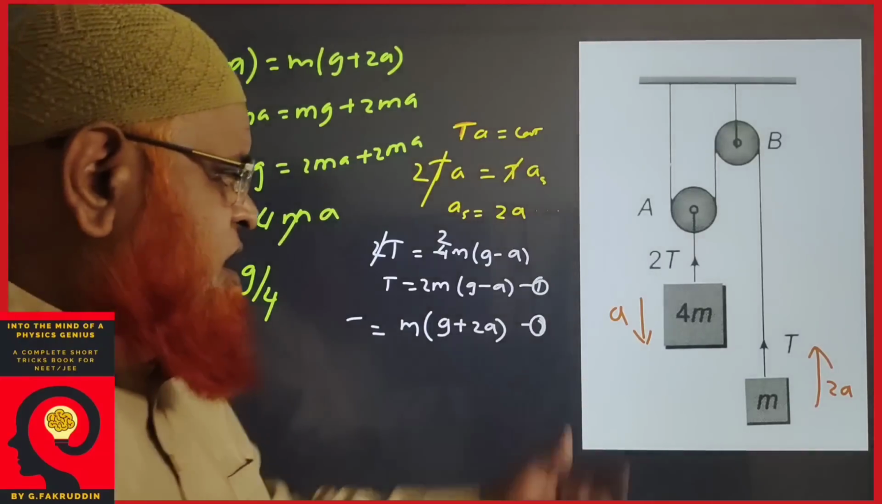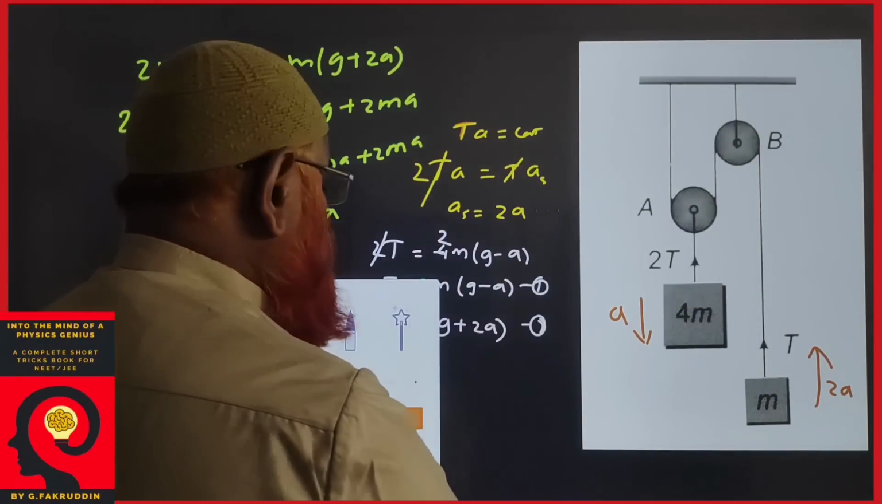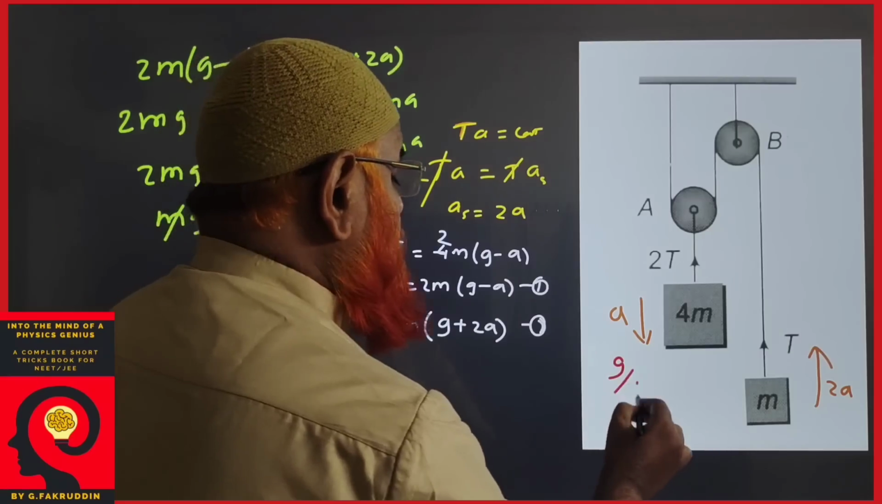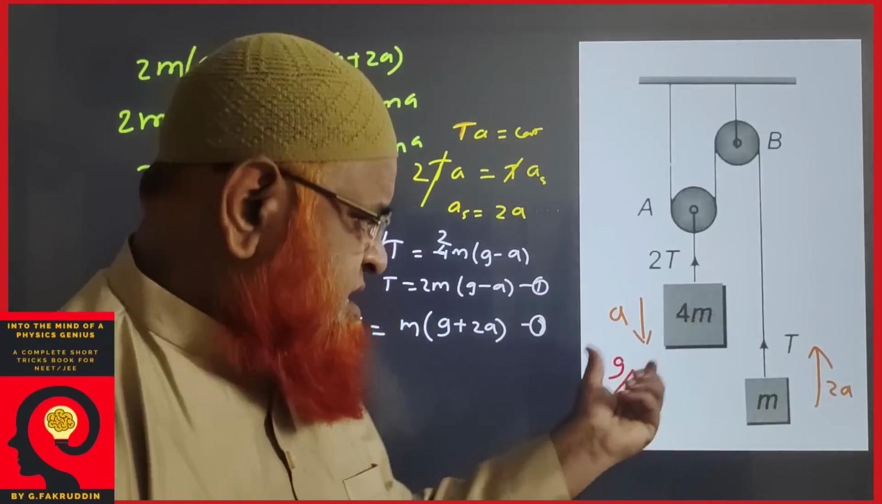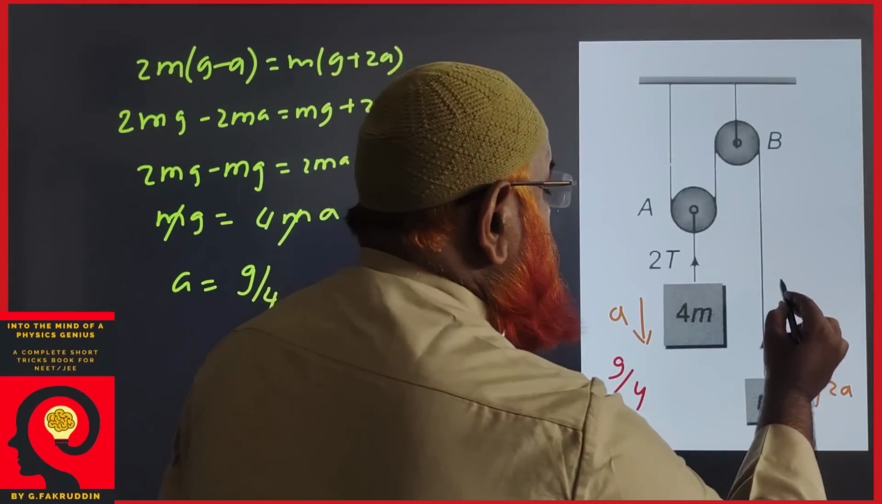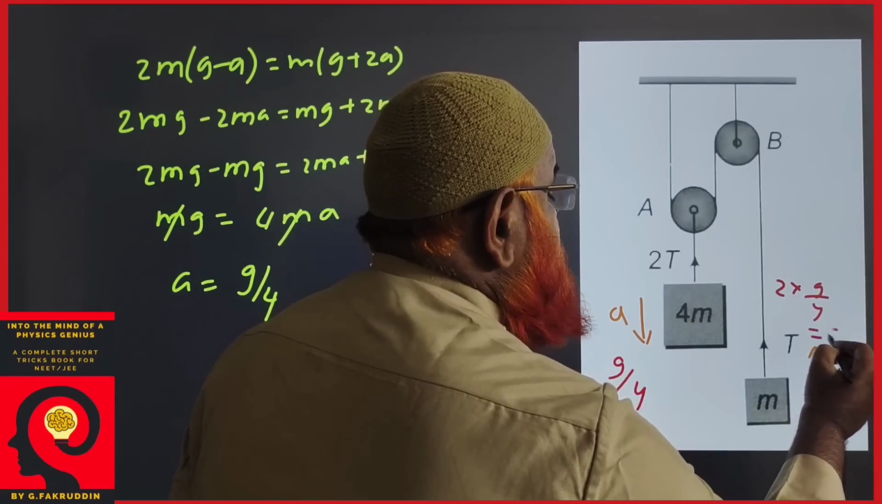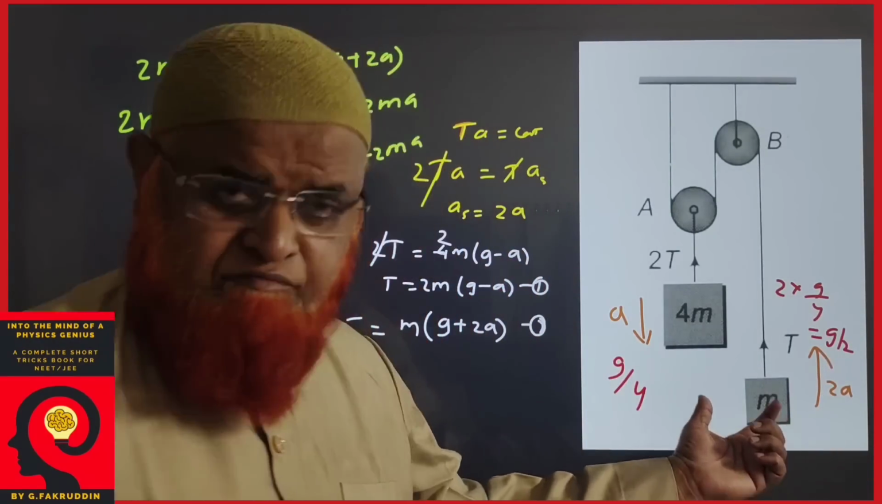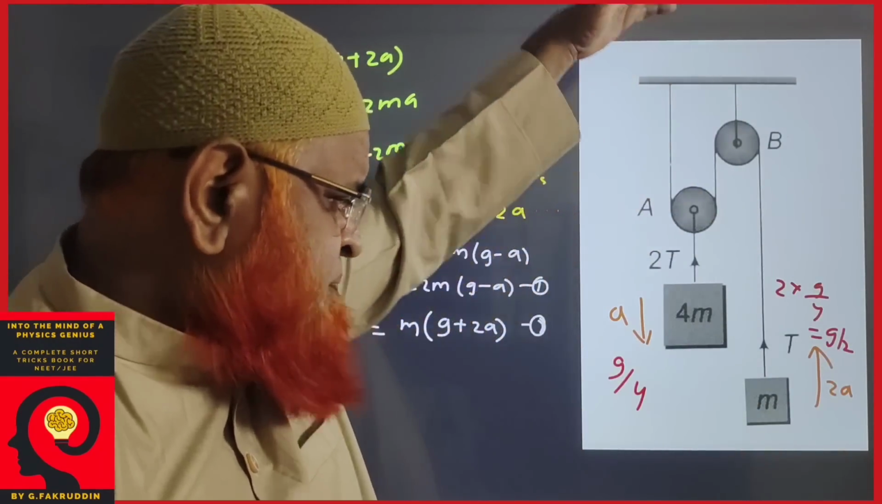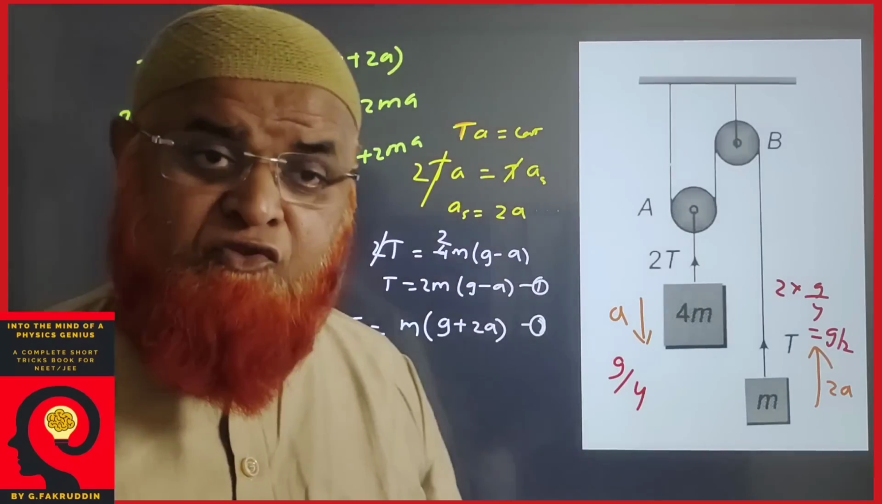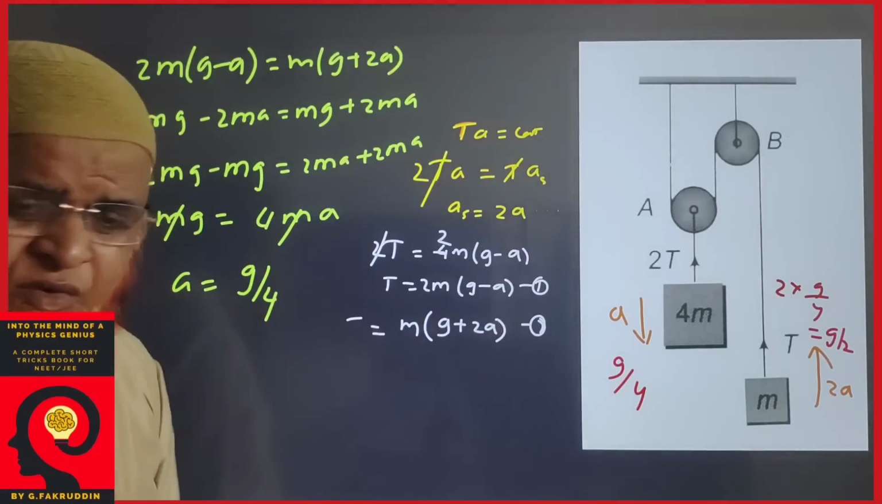So the acceleration of the larger block, if you observe, is g by 4. And this is 2 times of that, means 2 into g by 4, which is nothing but g by 2. So the smaller mass has an acceleration of g by 2, and the larger mass has an acceleration of g by 4. So simple it is. Thank you very much.